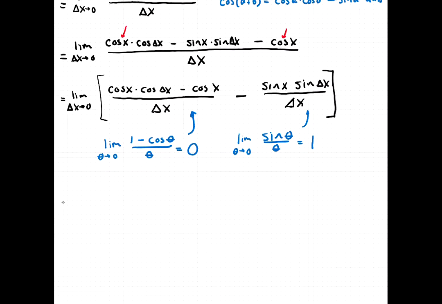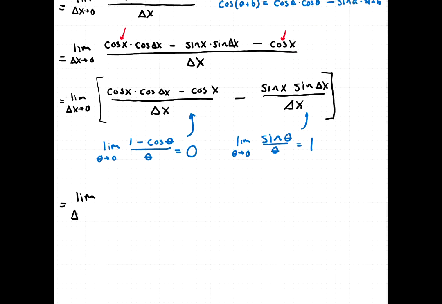Okay, so now back to the derivative, the limit as delta x goes to 0. Well, it's delta x goes to 0. So this limit has nothing to do with the cosine of x. It's only affecting the cosine of delta x. So we could factor out that cosine of x. And actually, let me erase this limit. Since the limit isn't affecting the cosine x, we could factor that cosine of x outside of the limit. Limit as delta x goes to 0.